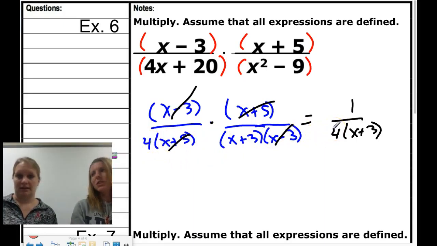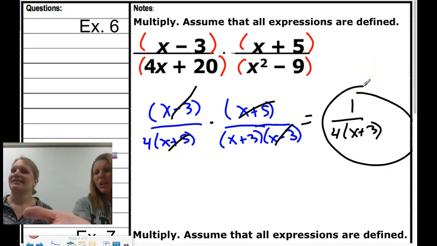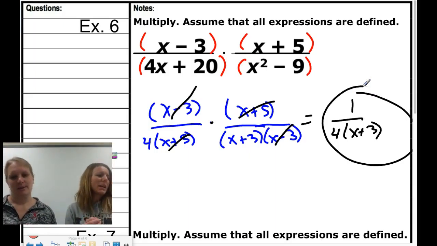Do you see how much easier that was? Do you know what a nightmare we would have created if we foiled? We would have created a cubic. Thanks for stopping me. Oh man. But guess what?